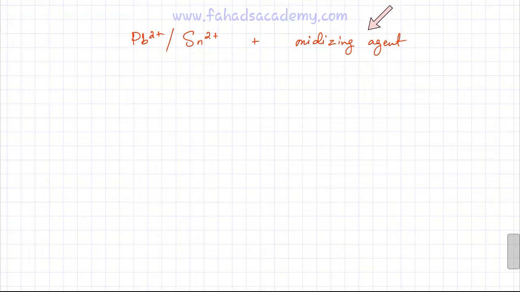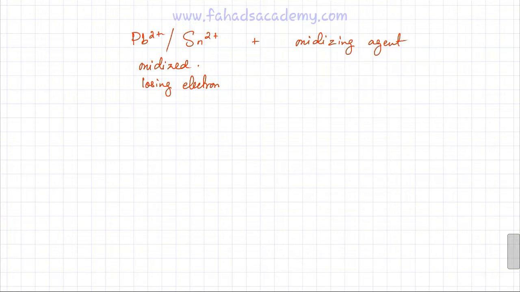When they're reacting with oxidizing agents, that would mean that they're getting oxidized. And what does getting oxidized mean? That they are losing electrons. So I'm going to refer to the data booklet now and figure out reactions or electrodes in which they are losing electrons.